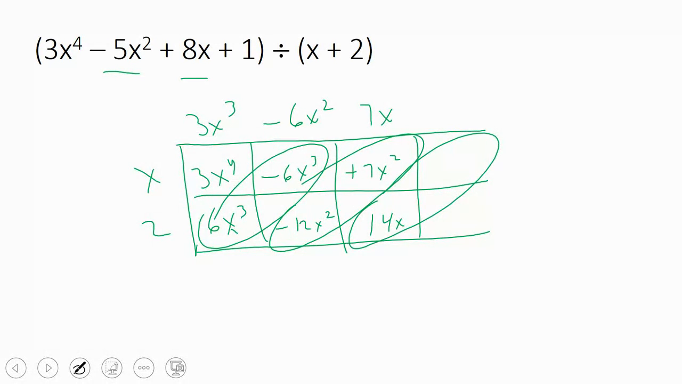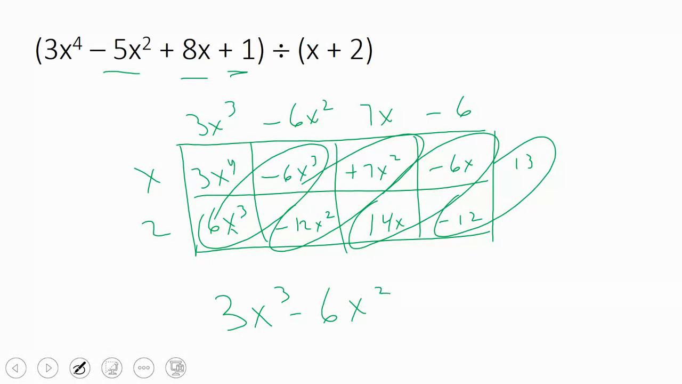These are supposed to add up to 8x, so this has got to be a negative 6. x goes into negative 6x, negative 6 times. Negative 6 times 2 makes negative 12. These two have to add up to positive 1, so it must be 13. x doesn't go into 13, so that must be my remainder. So 3x to the third minus 6x squared plus 7x minus 6 plus 13 over x minus 2.